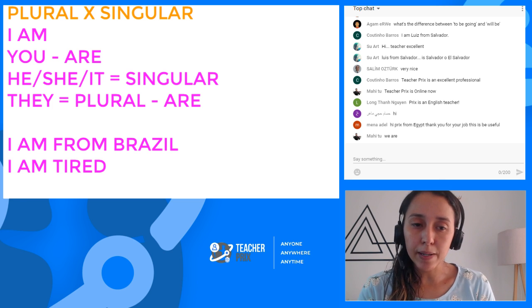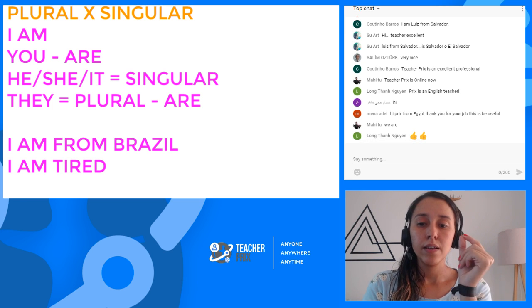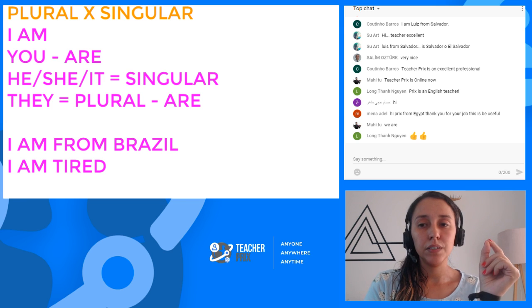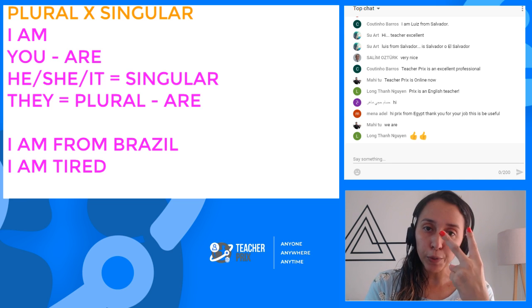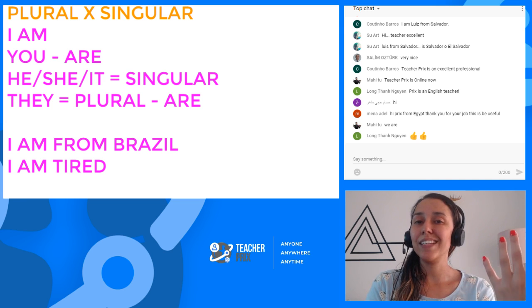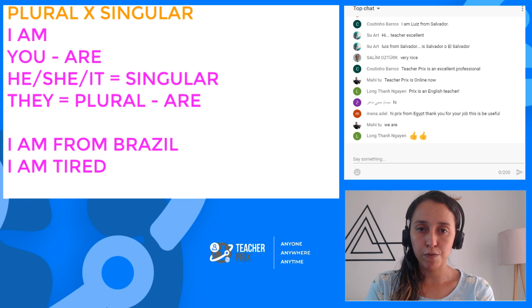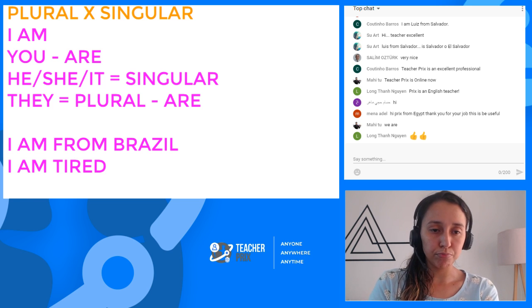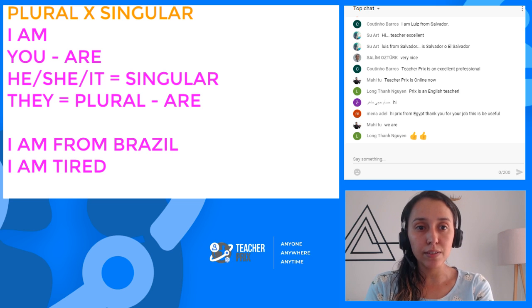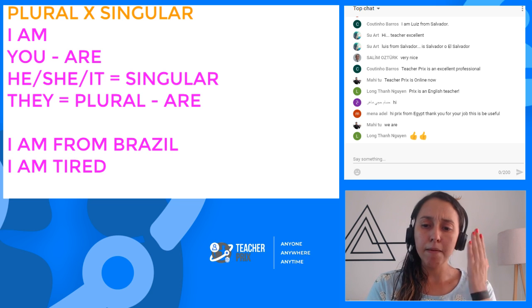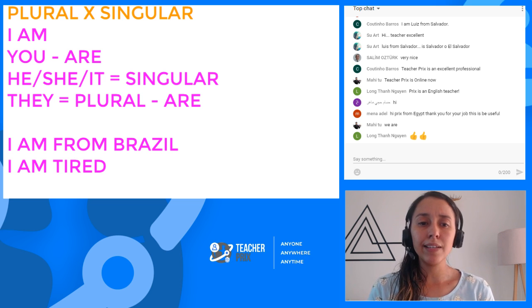Here I have 2 examples to help you understand the meaning of verb to be, because we have 2 possible translations, 2 possible uses of verb to be. I don't like to teach translation. I like to teach explanations, okay? I'm always focusing on explanation, not just translation.